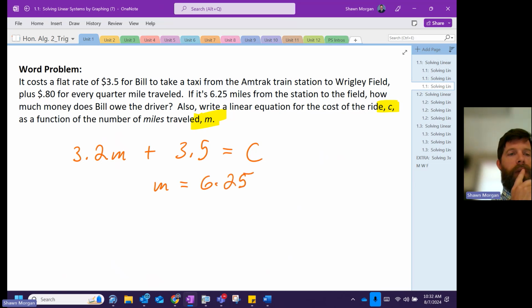I didn't actually read the problem yet. It costs a flat rate. I got that. Amtrak to Wrigley plus every quarter mile traveled. So that's good. 6.25 is the number of miles from the station to the field. How much money does he owe the driver? Okay, so this is boring. This is actually an easy one. What technique would we employ? Substitution.